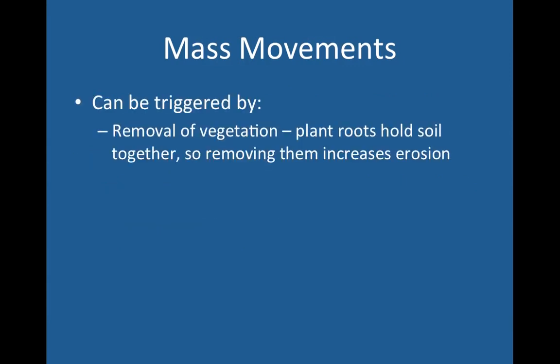Other potential triggers are the removal of vegetation. Plant roots tend to hold the soil together, so if you remove plants, then that's going to increase erosion. And this is true for mass movements as well as water erosion and wind erosion. So plants really keep the soil together. So if you want to combat erosion, leave the plants in the ground. And then finally, they can be triggered by earthquakes, which will shake things up, make them loose, make them more liable to fall. So now let's go through the different types of mass movements.